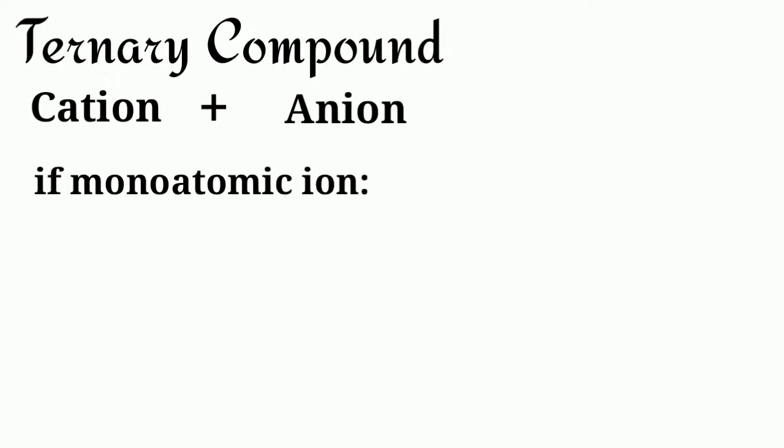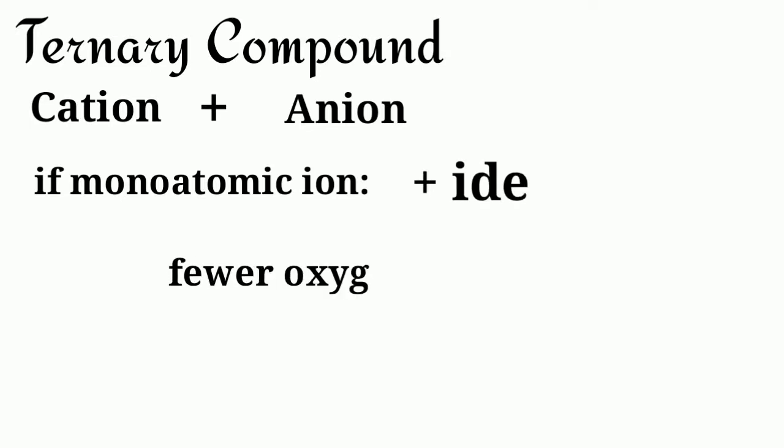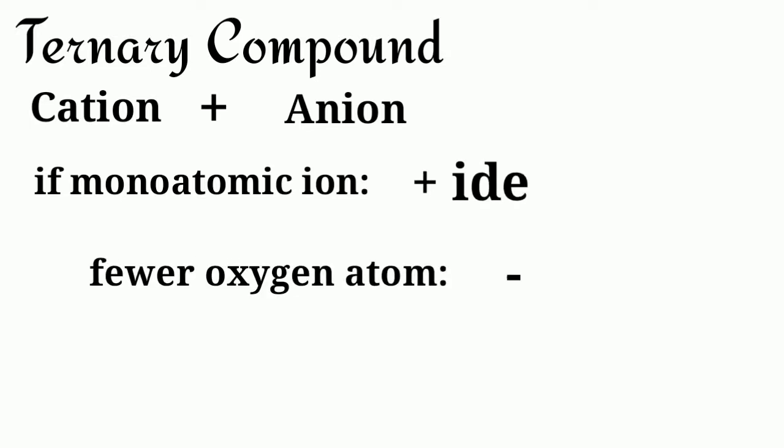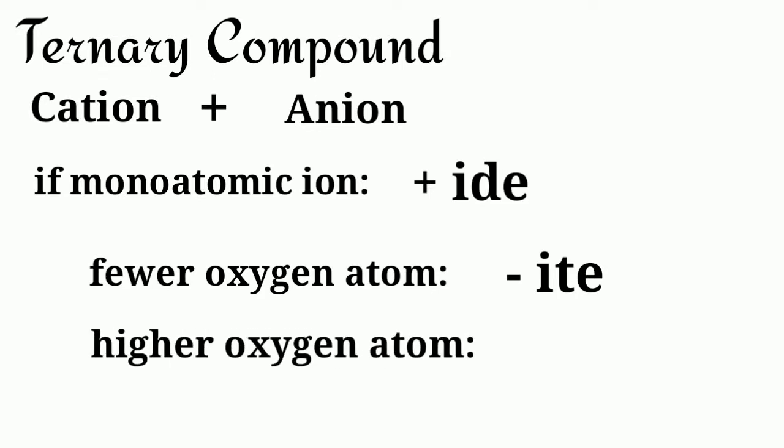Second is ternary compound. It is naming for the polyatomic ion or the oxyanion. For ternary compound, write cation first followed by the anion. If an ion is monoatomic ion, add IDE. One with fewer oxygen atoms ends with ITE. Higher or more oxygen atoms ends with ATE.